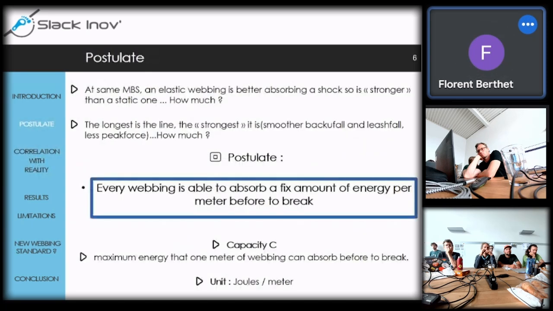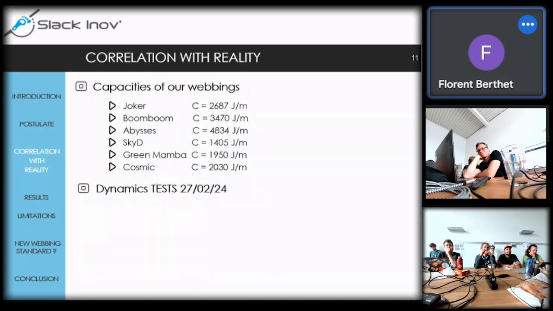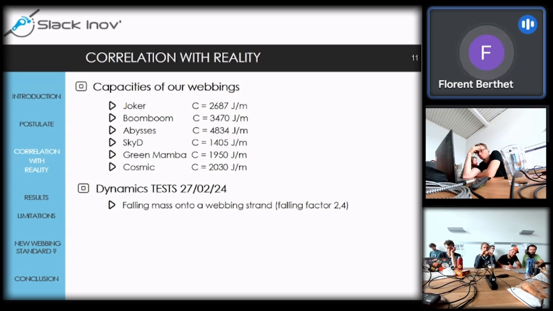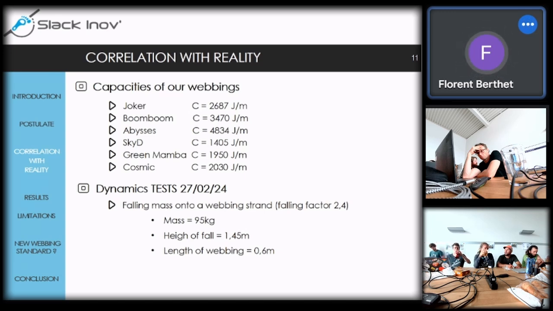So we throw a mass with a 2.4 fall factor. The mass was 95 kilograms. The height of the fall was 1.45 meters. And the length of the webbing between the two web locks, or the web locks and the slackline loops, depending on which setup we tested, because the main objective of our test was to determine the dynamic behavior of our web locks, was 0.6 meters, so 60 centimeters long.